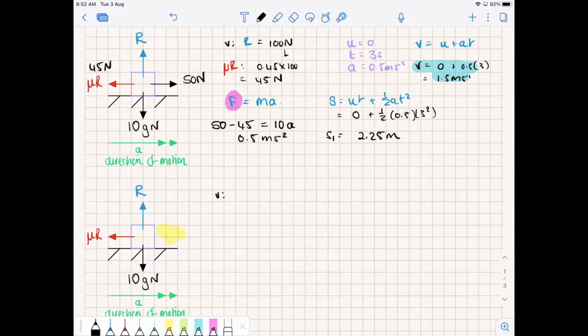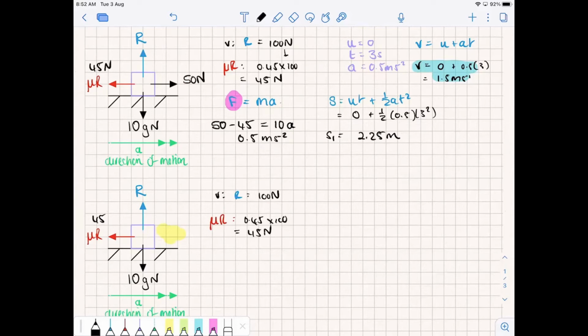Just for completion, I'm going to redo it, but you can actually use your work from the previous one. I'm going to resolve vertically to find the normal contact force. This is perpendicular to the direction of motion, so it's in equilibrium. Now that I have my normal contact force, I'm going to find my friction force. The coefficient of friction is the same, 0.45 times 100 equals 45 newtons. I know it's silly that we're redoing it again, but if it helps you to solve the problems, then resolve everything again. So I can update my diagram.